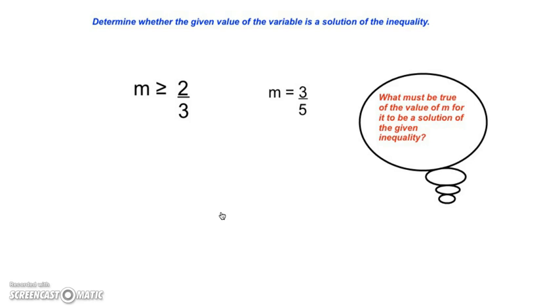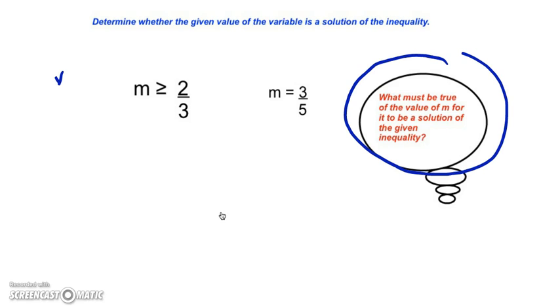Determine whether the given value of the variable is a solution of the inequality. This says m is greater than or equal to 2/3. What must be true of the value of m for it to be a solution of the given inequality? m has to be greater than or equal to 2/3. So any number that is equal to 2/3 or greater will be a solution. Let's see if 3/5 is greater than or equal to 2/3.